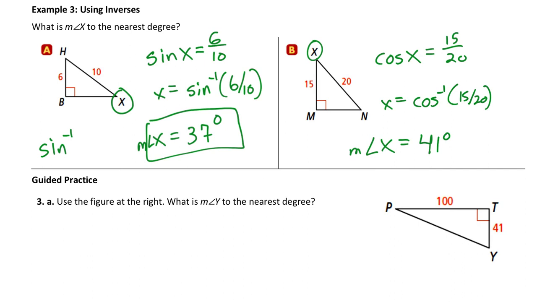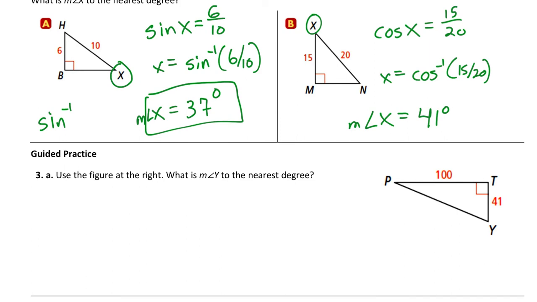To solve for a side, use regular sine, cosine, tangent. Finding the measure of an angle, use the inverse sine, inverse cosine, inverse tangent.